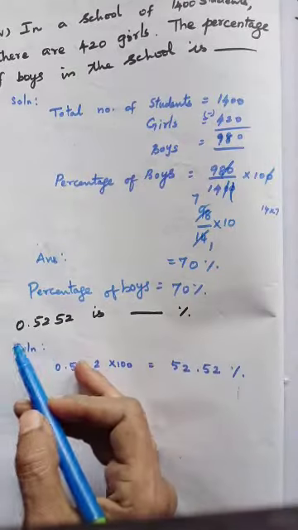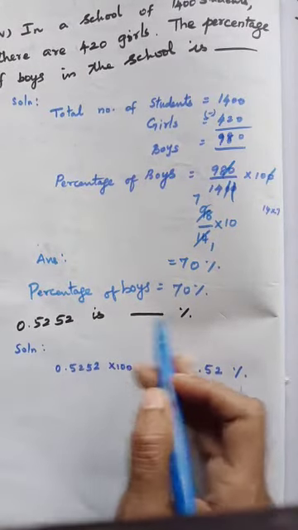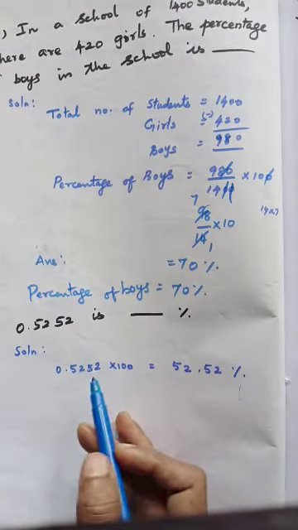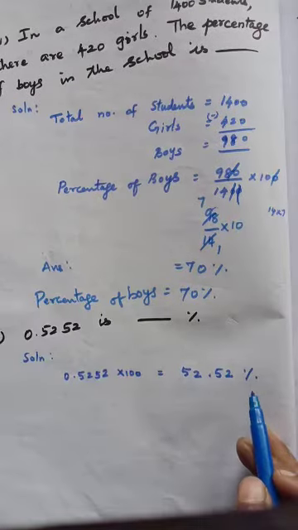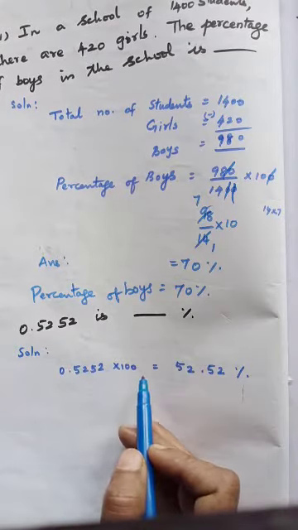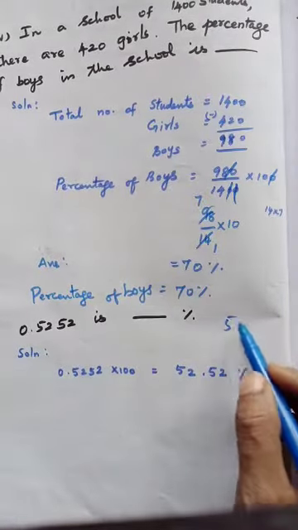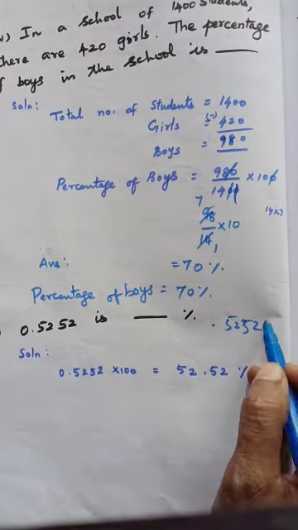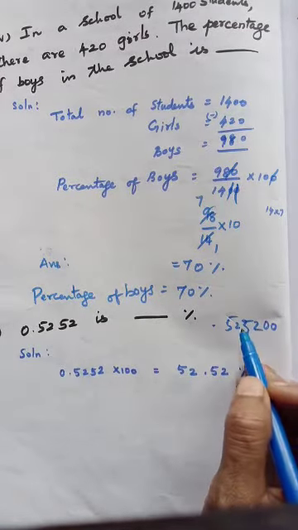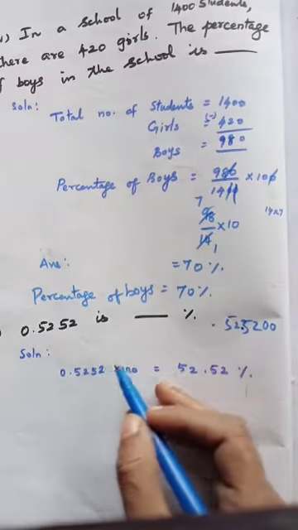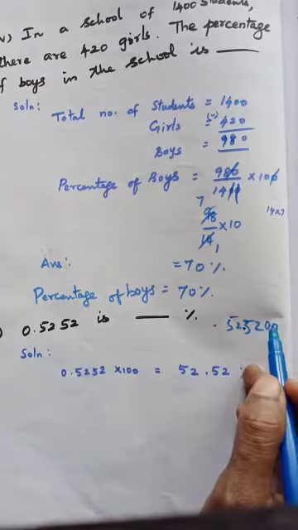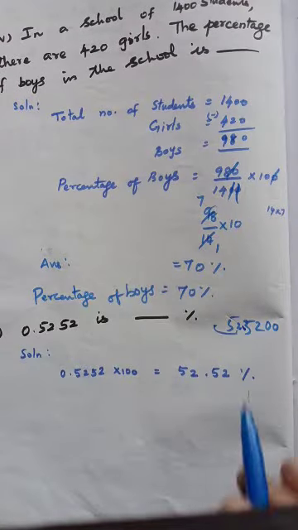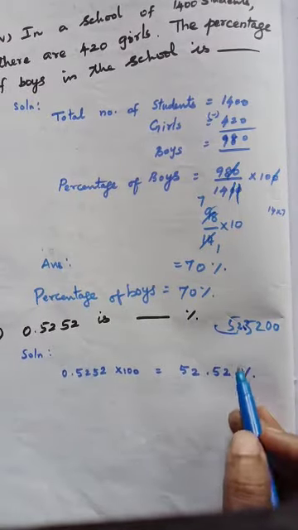The next one, 0.5252 is dash percent. So simply you multiply by 100, then you will get the percentage. Okay. 0.5252 into 100, then it will come as 52.52. 0.5252 into 100 means the decimal point moves. After 1, 2 digits, the point comes to here. So 52.52 percentage.